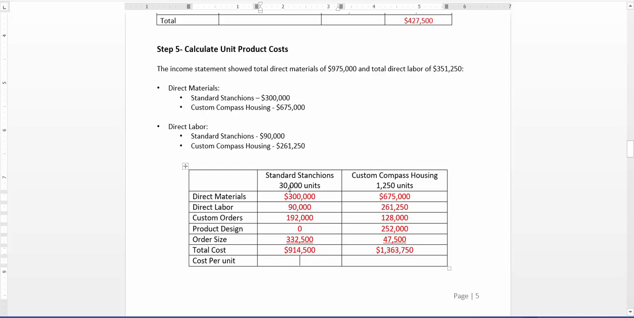All right, so to find our cost per unit, we're just going to take our total cost, 914,500 here, divided by 30,000 units, and that's going to give us $30.48. Here we're going to do the same thing. Take the 1,363,750, and we're going to divide it by the 1,250 units that we made of custom compass housing. That's going to give us $1,091.